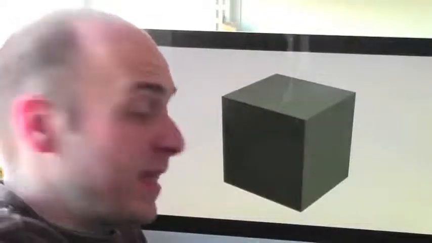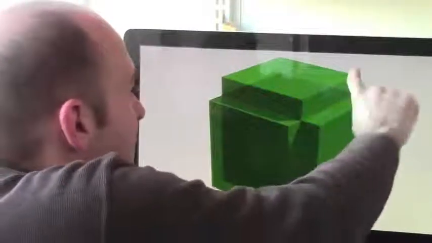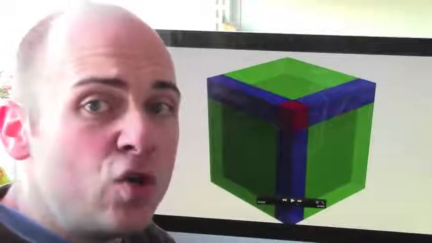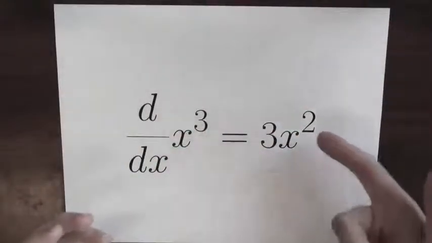We start with a cube of side length x, and we're going to glue on 3 green slabs of side lengths x, x, h. Now, in order to actually thicken up the cube, we've got to glue on a few more pieces, these blue pieces and this red corner piece. But once we've done that, now we've built a cube of side length x plus h. How has the volume changed? Well, most of the change in volume happened in these 3 green slabs, and those 3 green slabs have volume 3x squared h. The change in the side length of the cube is h. The geometric argument is showing us that the derivative of x cubed is 3 times x squared.